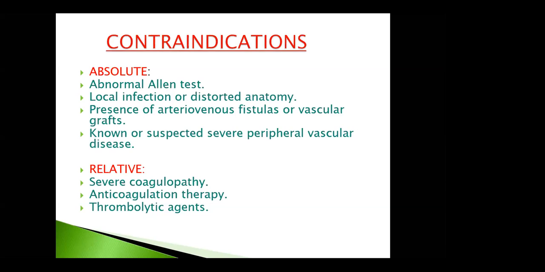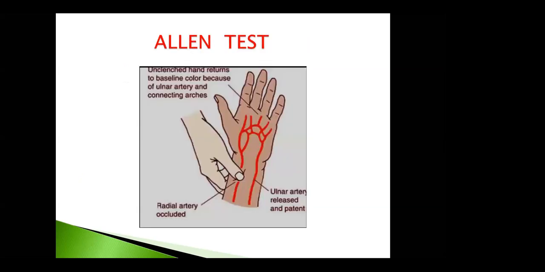anticoagulation therapy, and using thrombolytic agents. The Allen test is a simple test performed to recognize the patency of the ulnar artery, which is the major artery of the palmar arch. So, compress the radial artery and ulnar artery, then release the pressure over the ulnar artery and observe the blood supply to the hand. This gives us a clue whether the ulnar artery is patent and enough for blood supply to the hand. It means the radial artery can be used for A-line placement or arterial puncture.